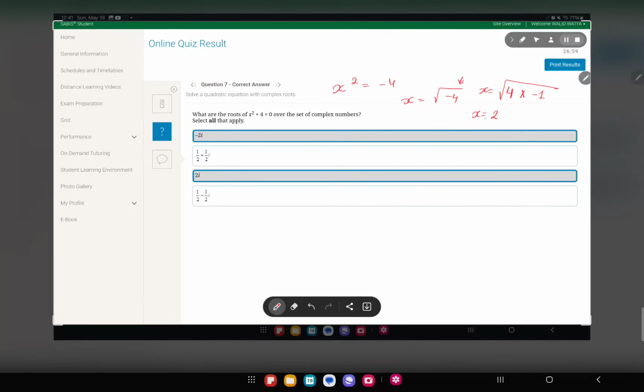So x will be 2 root negative 1, right? x1, x2, there's 2, it's plus minus, right? Because any square root is always plus minus. Okay, the square root of negative 1, you all know it's i. So you're going to get, the first root is 2 times i, and then the second root is negative 2 times i, because plus minus, yeah? Plus minus. So 2i and negative 2i.